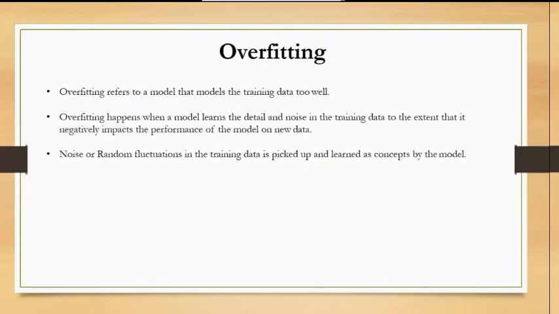Overfitting refers to a model that models the training data too well. That is a problem. It does its job too well. Overfitting happens when a model learns the details and noise in the training data to an extent that negatively impacts the performance of the model on new data. There are some outliers, some random noise in the training data. Any noise or random fluctuation in the training data is picked up and learned as a concept by the model. And this is called overfitting.